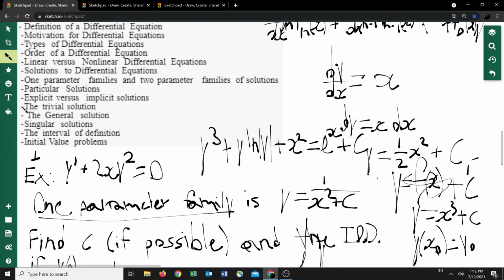Let's see. So we can go through the rest of these fairly quickly. Trivial solution is just y equals 0. This doesn't have any c's in here, any c nonsense. It's just y equals 0. This is the trivial solution.